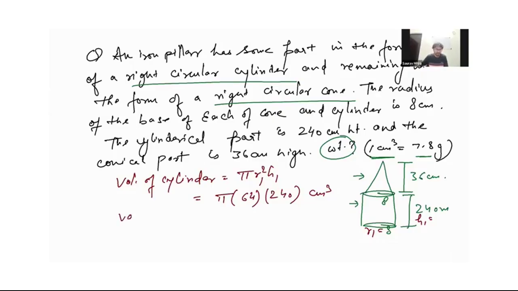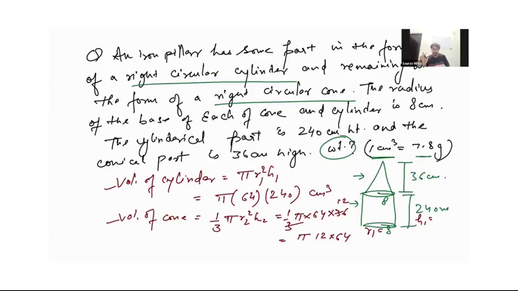Now the volume of the cylinder is done. What is the volume of the cone? The volume of the cone is given by 1 by 3 pi R2 square H2. Since R1 and R2 are the same, it doesn't matter. So it is 1 by 3 pi into 64 into H2, which is 36. Cancelling, it is 12. So you get 12 into 64 as the volume of the cone, with pi.